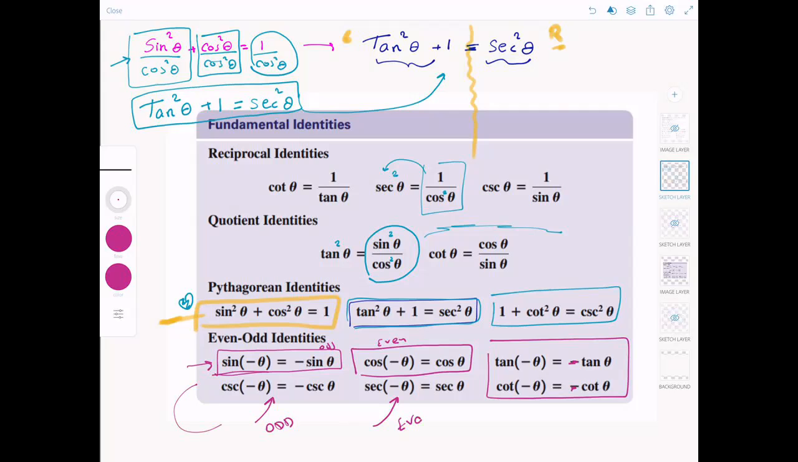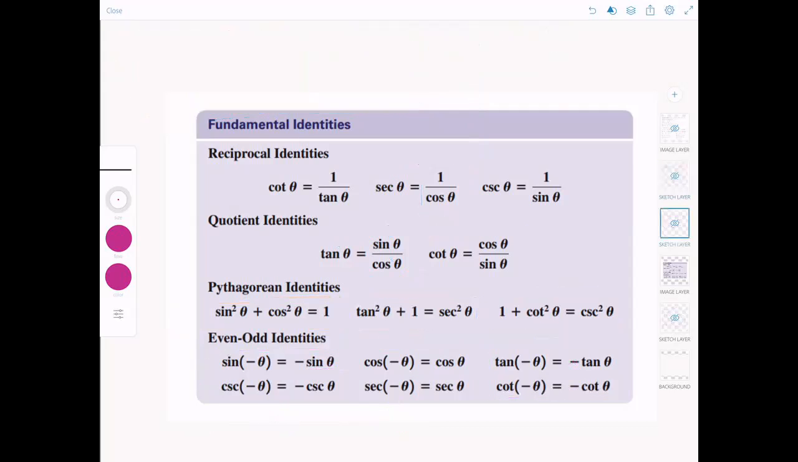Any questions? No questions. So this should be somewhere handy on your note sheets. Okay, this should be something that you should have.